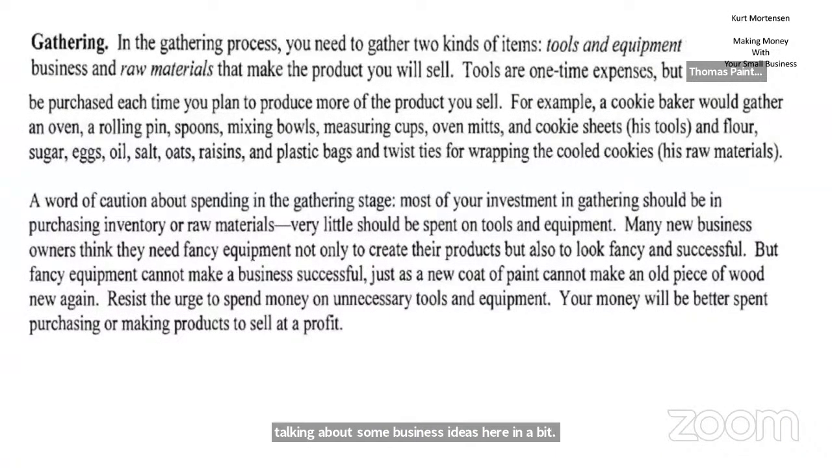Gathering. Now, the gathering process, you need to gather 2 kinds of items: tools and equipment to use in the business, and the raw materials that make the product you will sell. Tools are the one-time expenses, but raw materials must be purchased each time you plan to produce more of the product you sell. For example, a cookie baker would gather an oven, rolling pin, spoons, mixing bowls, measuring cups, oven mitts, and cookie sheets. Those are the tools. And the flour, sugar, eggs, oil, salt, oats, raisins, and plastic bags, and the twist ties for wrapping the cooled cookies, those are the raw materials.